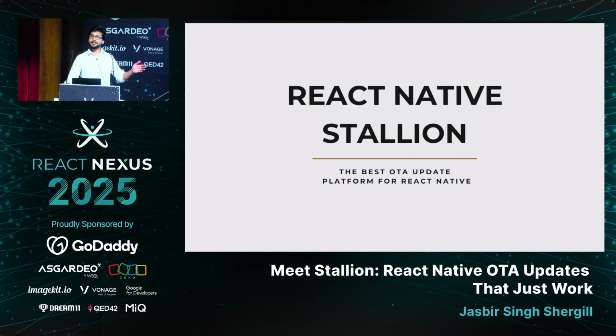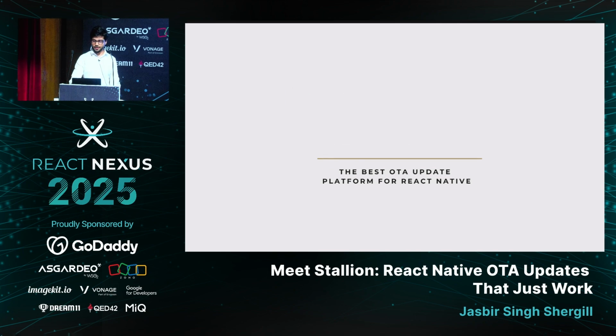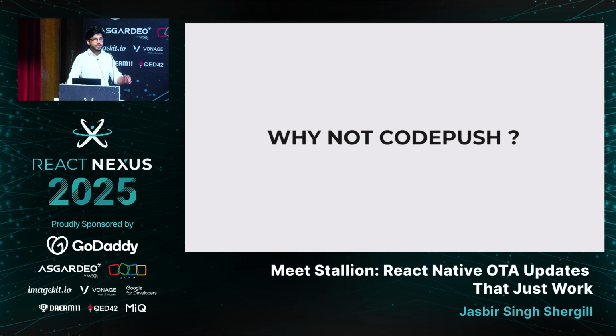The technology that I'm going to talk about today is React Native Stallion, which is the world's best OTA update platform today in 2025. So the main question is, why is it the best? That is what the whole talk is about. Before answering that, I'll answer another question, which I think is the elephant in the room for people using OTA updates: why not CodePush?